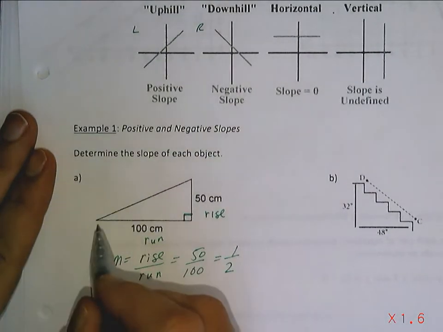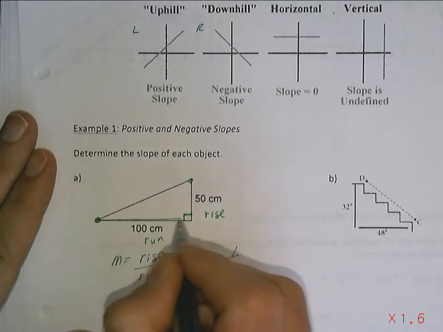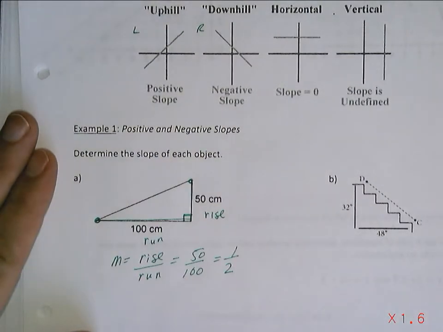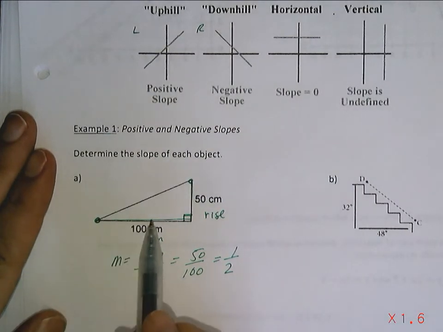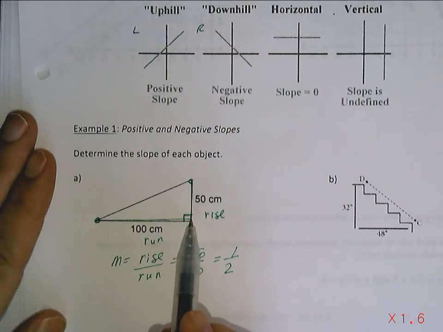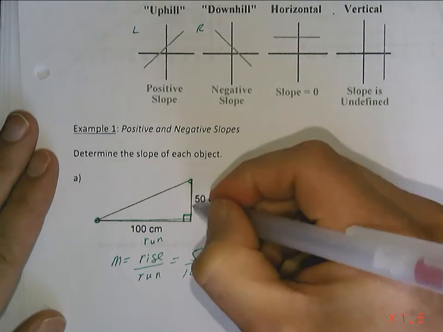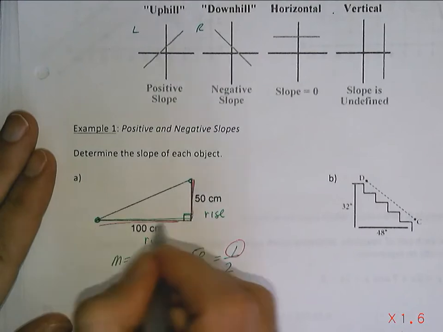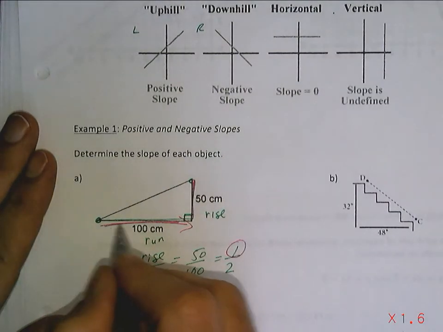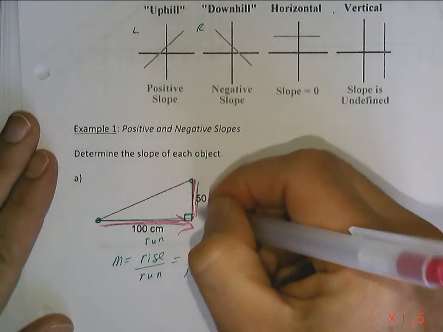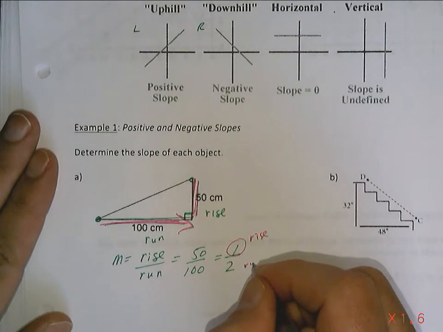Notice it's positive because if I was going from this point to this point, it would be positive run and positive rise, which gives us a positive slope. Notice that the run is twice the rise. You can see that here. For every 1 unit we go up, we go 2 units that way. Or another way to say this, for every 2 units we go this way, we go 1 unit up. Because this is our rise and this is our run.